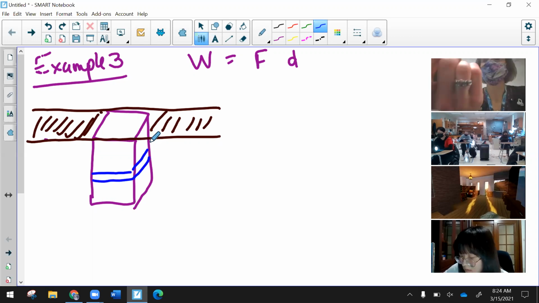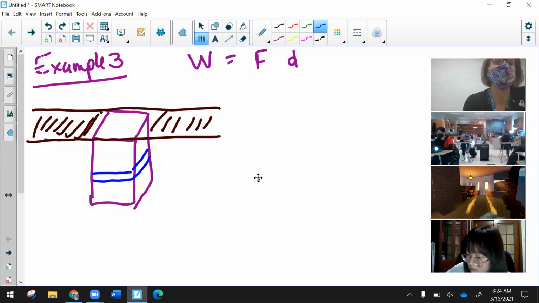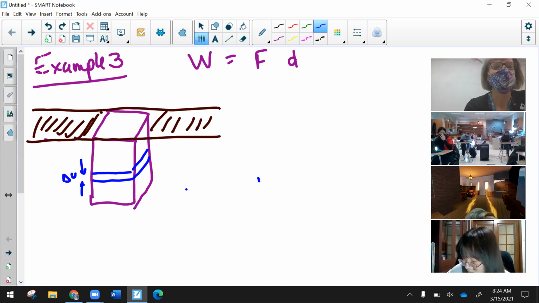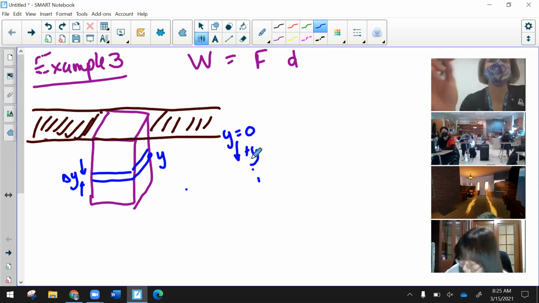So I'm going to assume that this slab has a thickness of delta y, and that it's located at some depth y. And I'm going to let y be equal to 0 up at the surface, and then plus y goes down.